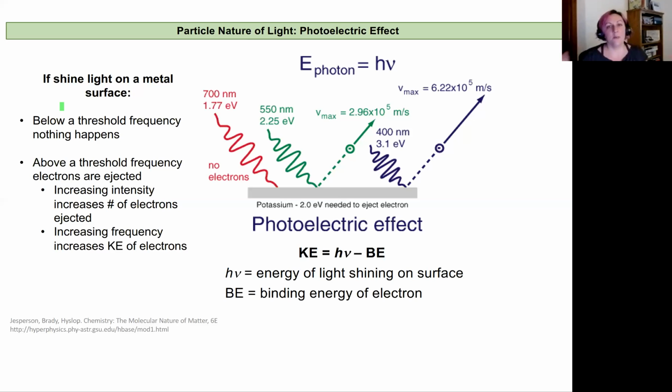And so the name for this is the photoelectric effect, and it's what's been used as evidence for the particle nature of light, that light actually behaves as both a wave and a particle at the same time.